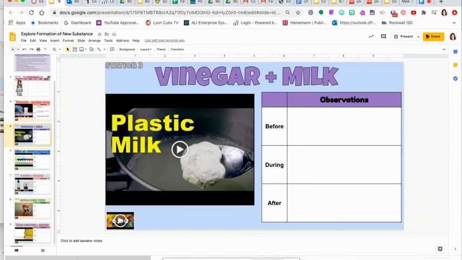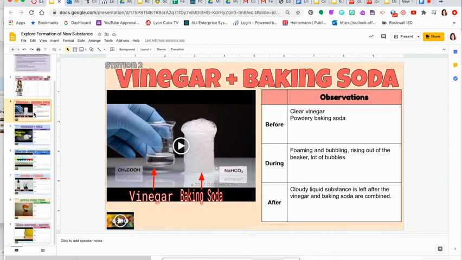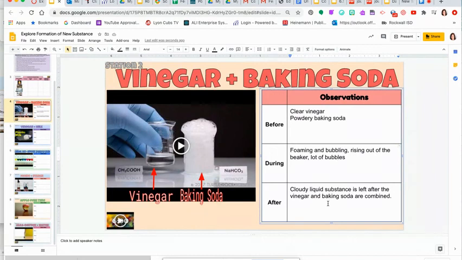Okay, so go through the remaining slides. Make sure you start the timer. You're going to watch the chemicals being combined and give a before, a during, and an after observation for each of the slides.